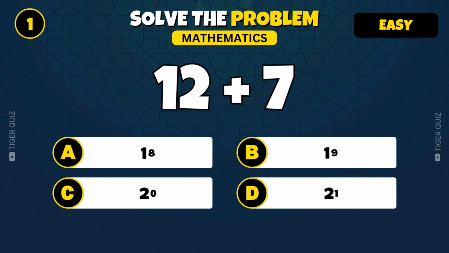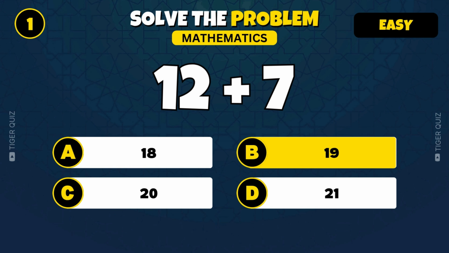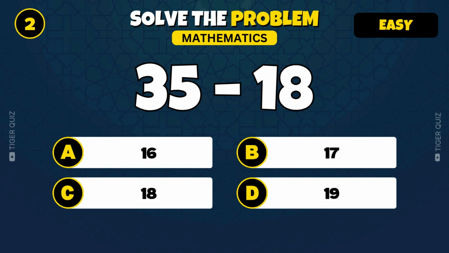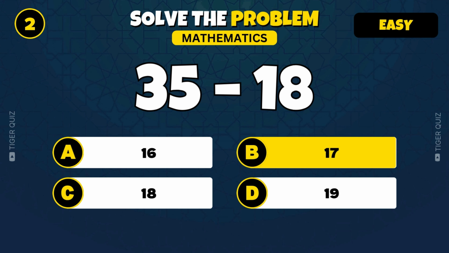What is 12 plus 7? Yes, the answer is 19. What do you get when you subtract 18 from 35? That's right, it's 17.